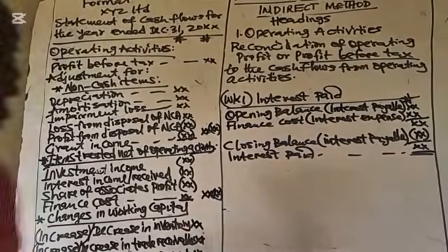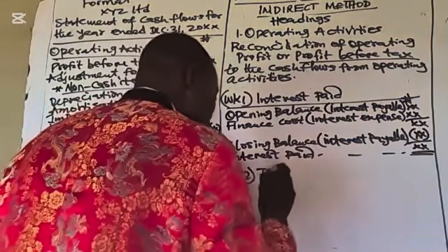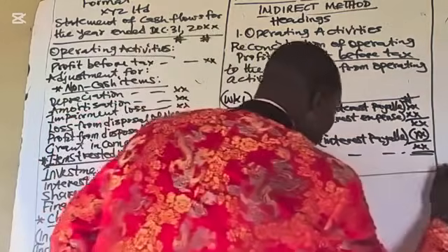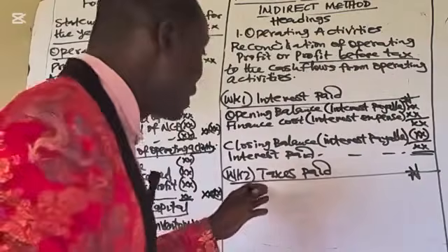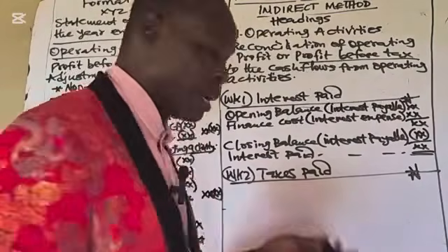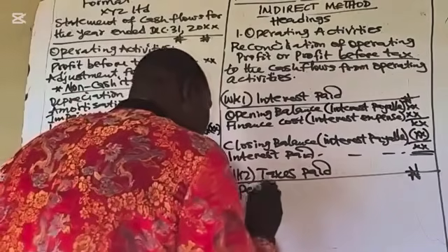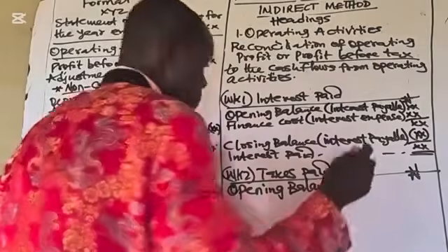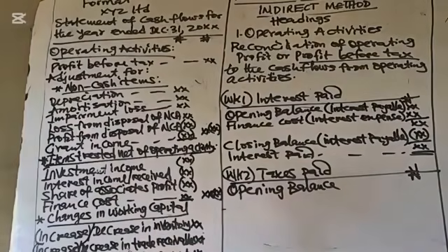So working 2 now, taxes paid. All your opening and closing balances will be found in the statement of financial position. Please bear that in mind. So as usual, I've told you in all our adjustments, you have the opening balance. Your opening balance, I've told you, will be found in the statement of financial position.